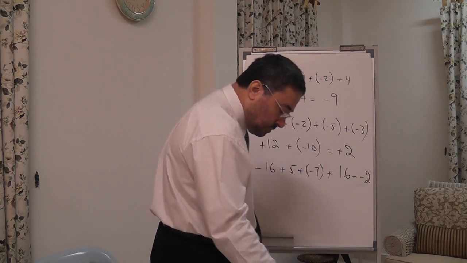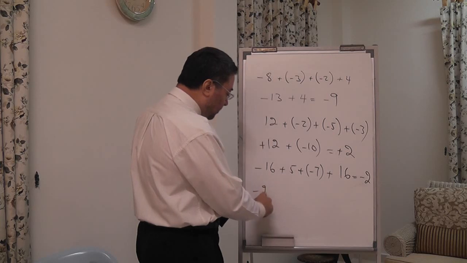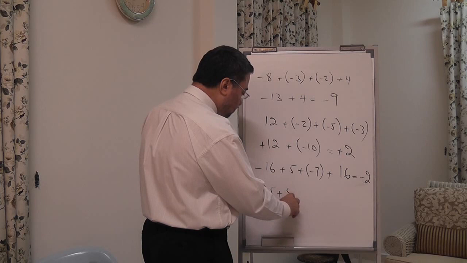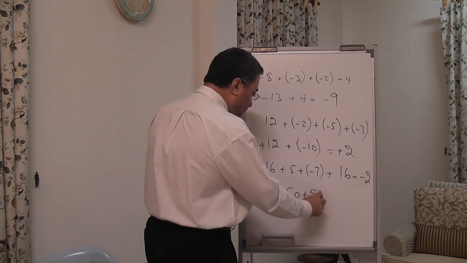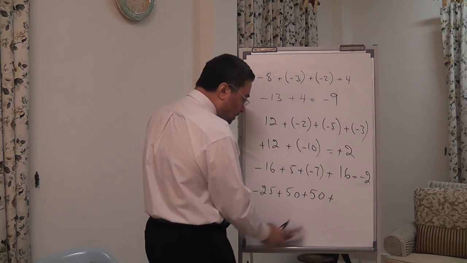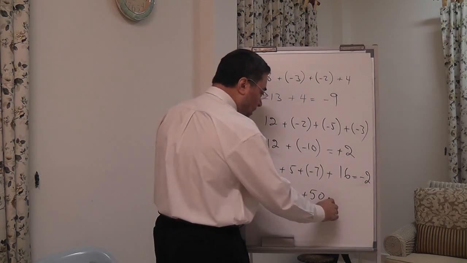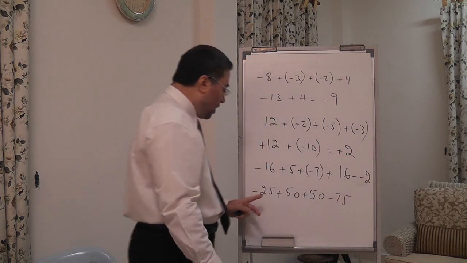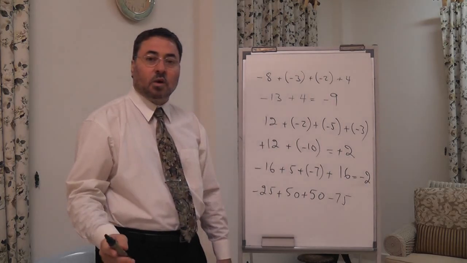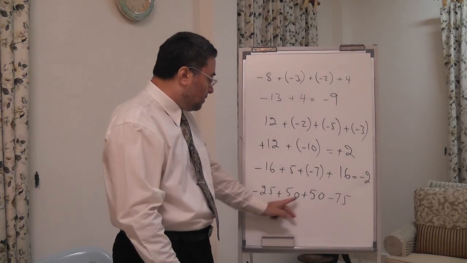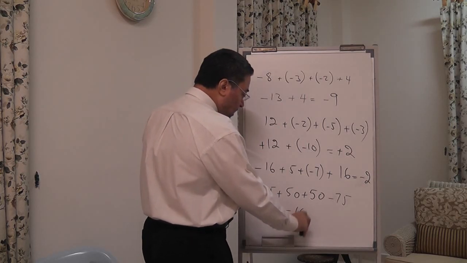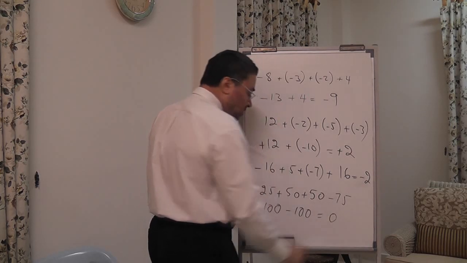Number 29, minus 25, plus 50, plus 50, plus minus 75. We add here minus 25 and minus 75, and we get minus 100. And the plus 50 and plus 50 give us positive 100. And the answer will be 0.